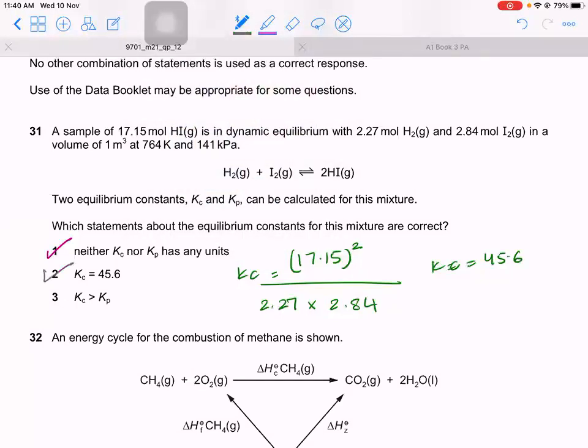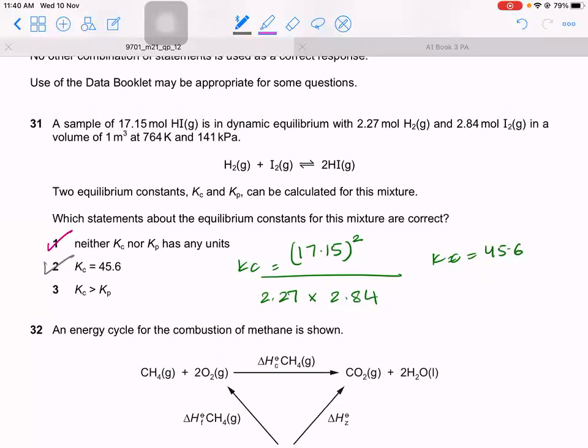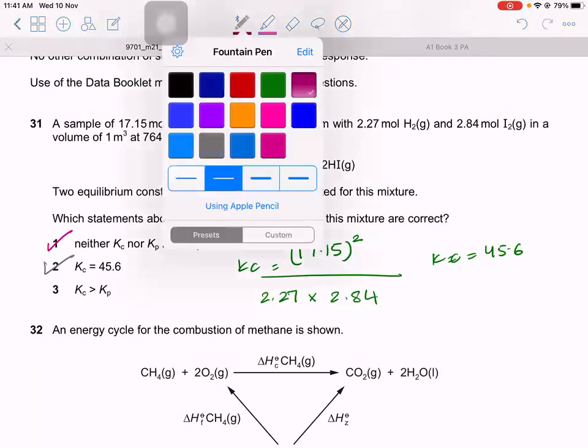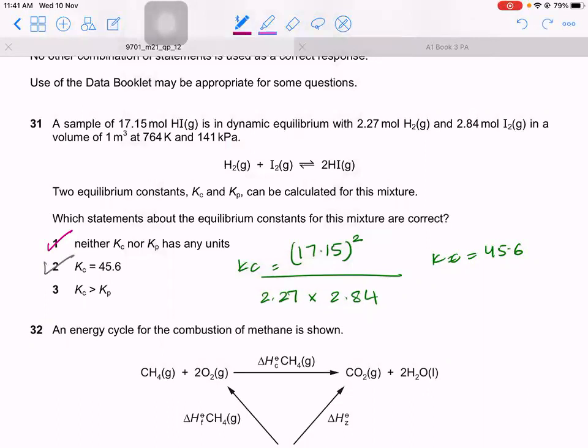Kc is 45.6. Then they're saying that Kc is greater than Kp. So let's try and figure out the Kp. What will be the Kp? They've given you the total pressure. So we have the moles also, so can I add all the moles, get the total moles? So total moles come out to be 17.15 plus 2.27 plus 2.84. So total moles NT, can I call that 22.26.